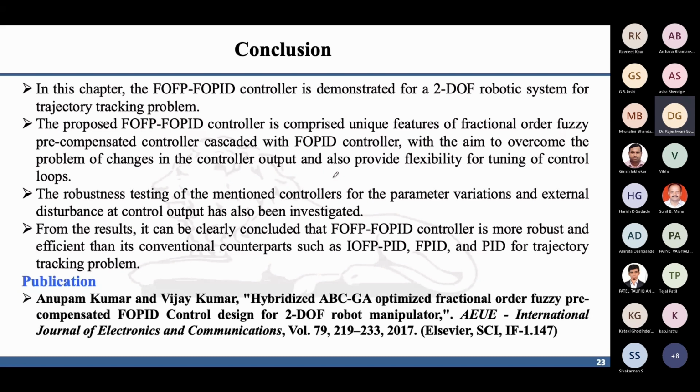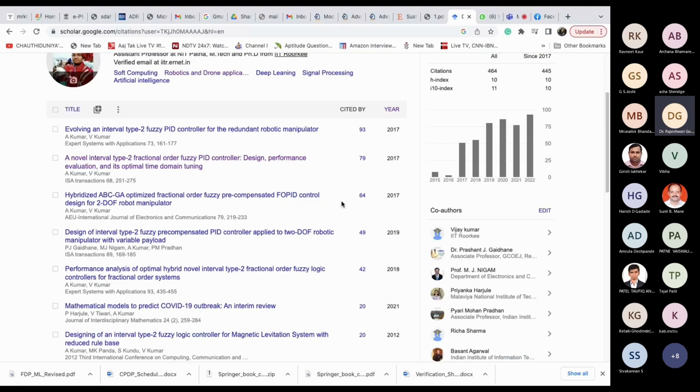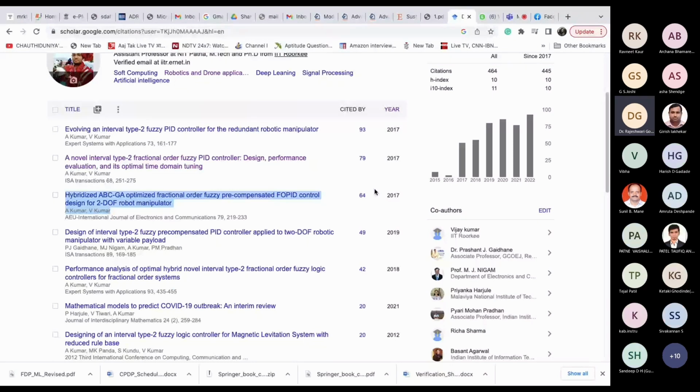This paper was published in AEUE, International Journal of Electronics and Communication, around 2017, and now it has a major impact factor of 3. Because I'm talking about this paper itself, you can see that it has been cited well, around 64 citations we observed. This is not a big concept, but because it is a simpler concept and people easily understand it, they are using it and citing it. This is a thing I want to share here.